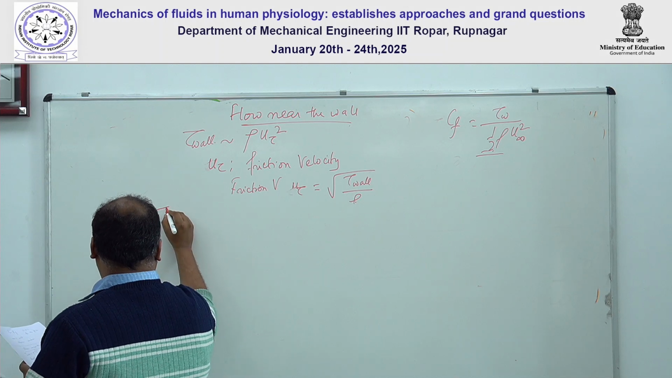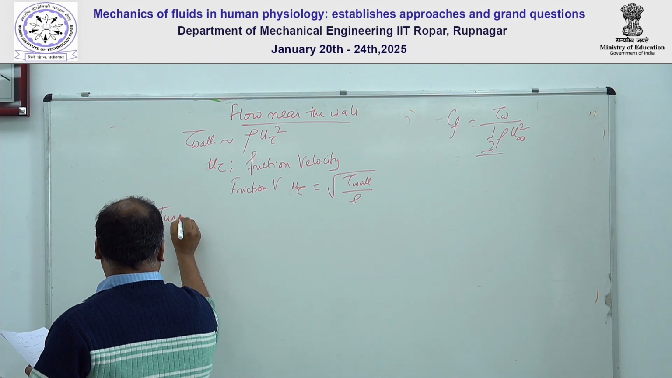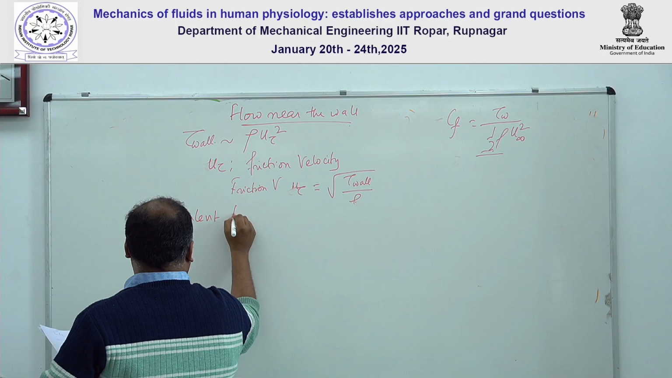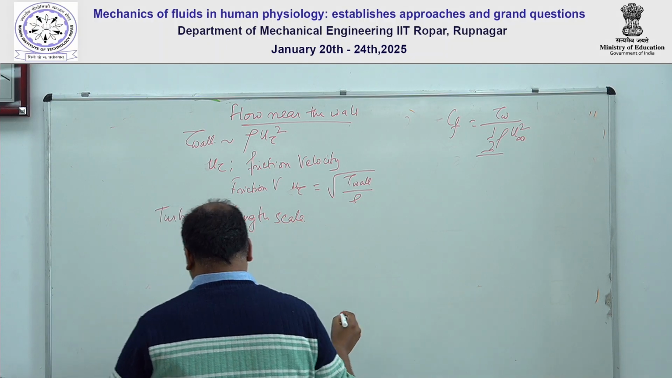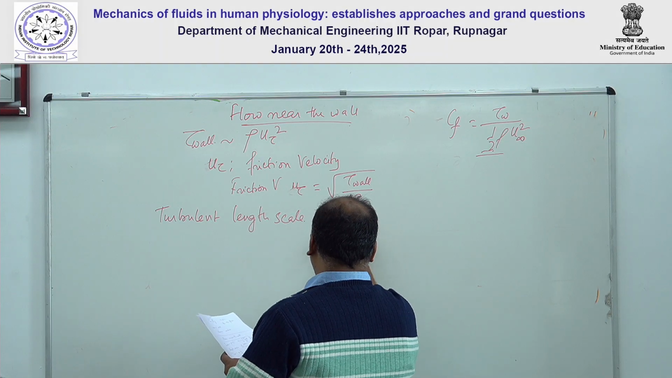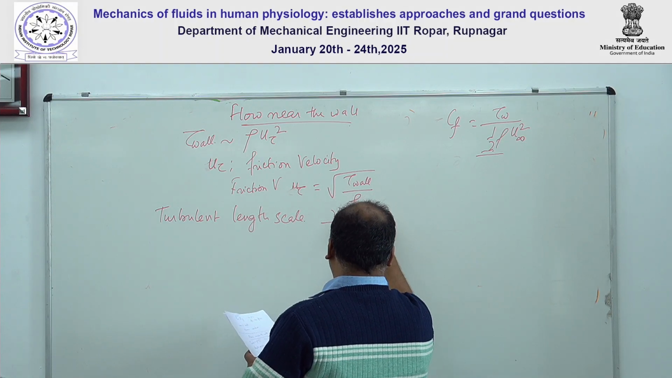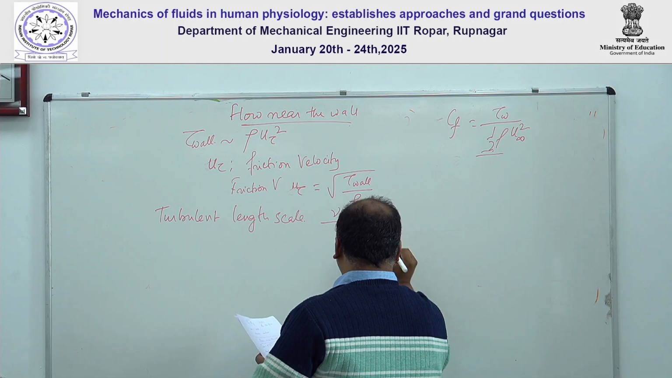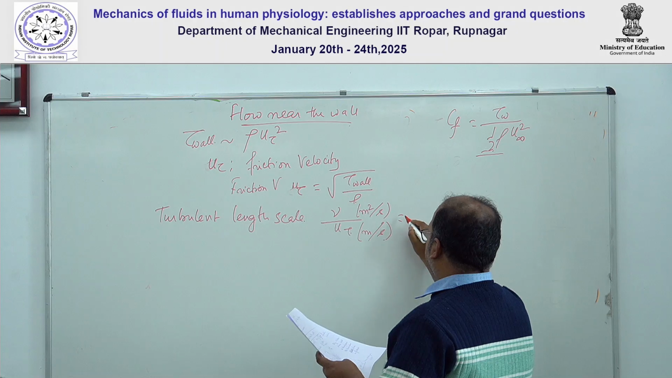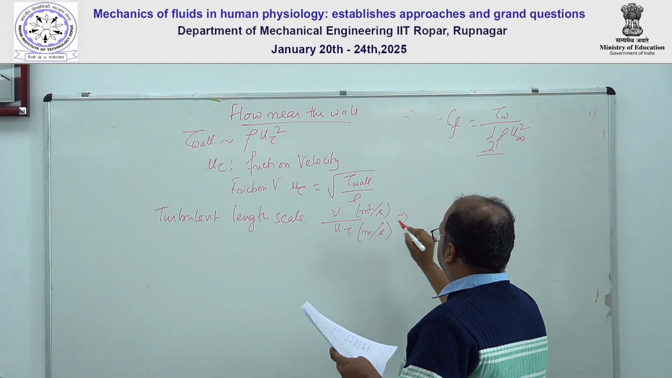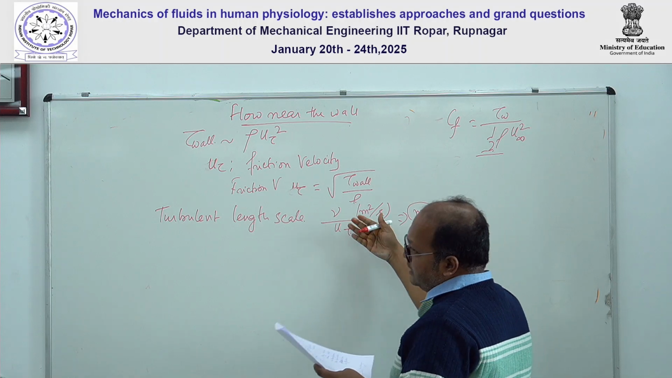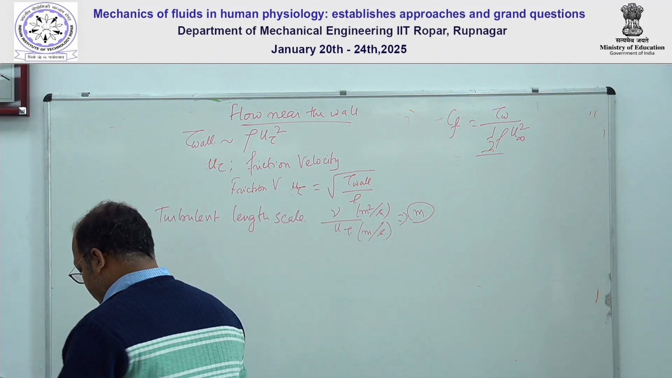The turbulent length scale here is mu by u tau. Mu is in meter square per second and u tau is in meter per second, so dimensionally, if we divide this unit by this unit, there will be one meter unit. So it is dimensionally consistent.